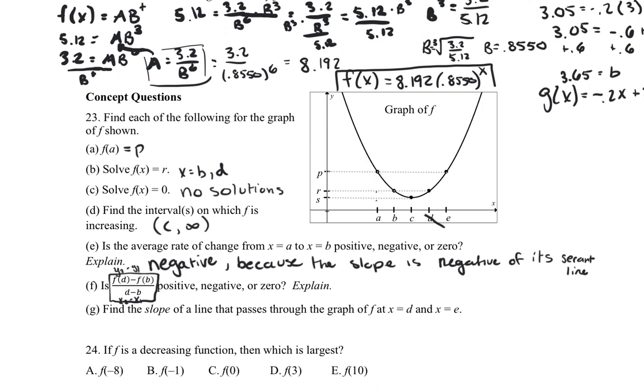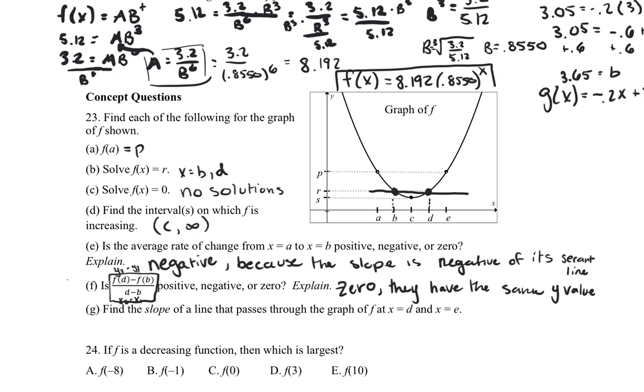So if I come back to my graph, I go to b and d, and I draw a line in between them. Since these y values are both at r, that means y2 minus y1 is equal to 0, and that means that the slope is going to be 0, because they have the same y value.